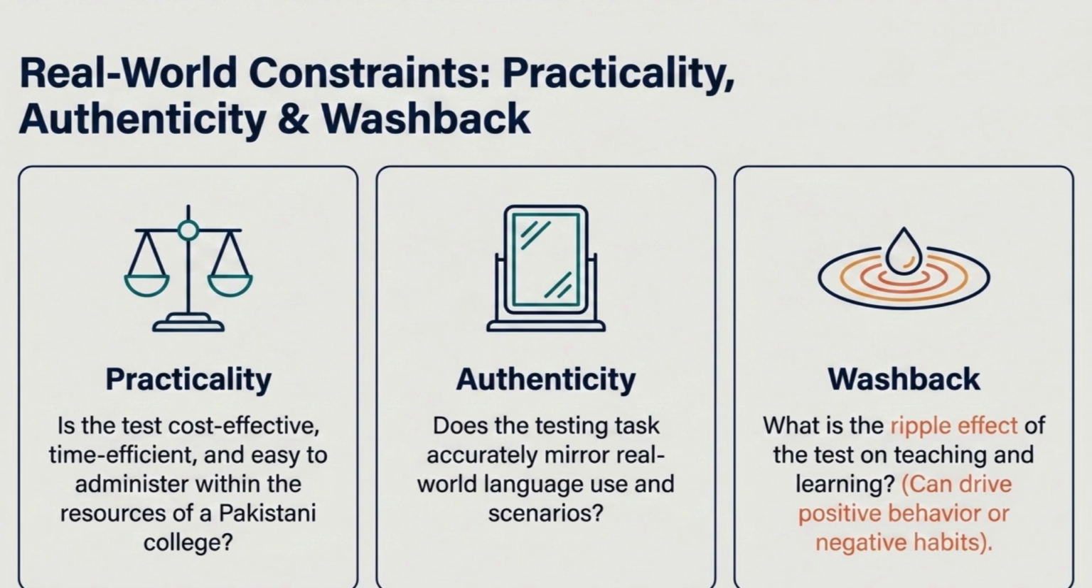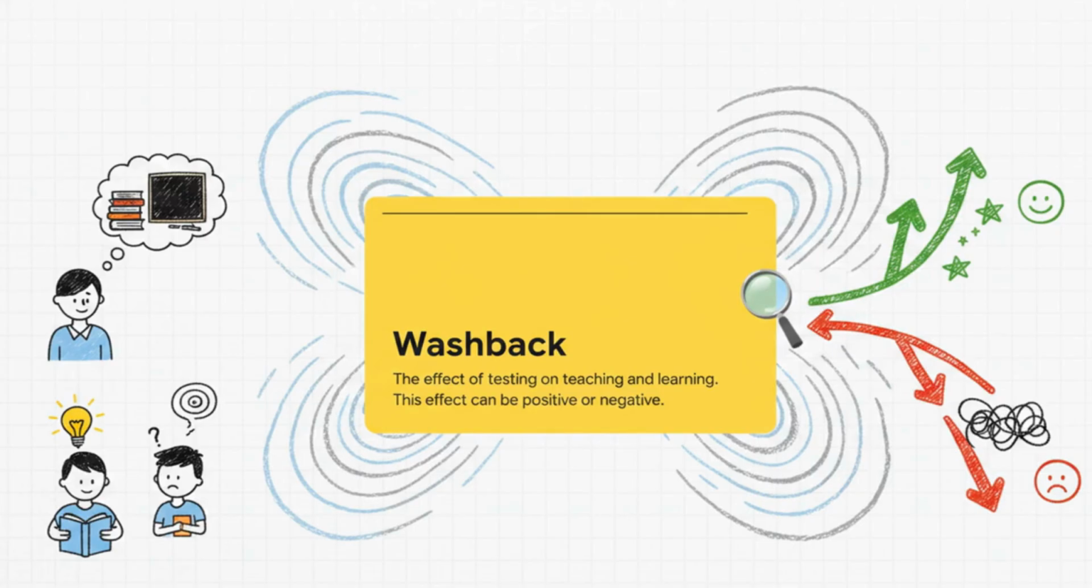And the last principle is a really powerful one: washback. Washback is the ripple effect that a test has back on the classroom. You see, big, high-stakes exams don't just measure what you've learned. They actually influence how teachers teach and what students end up studying. And that can be a good thing or a very bad thing.